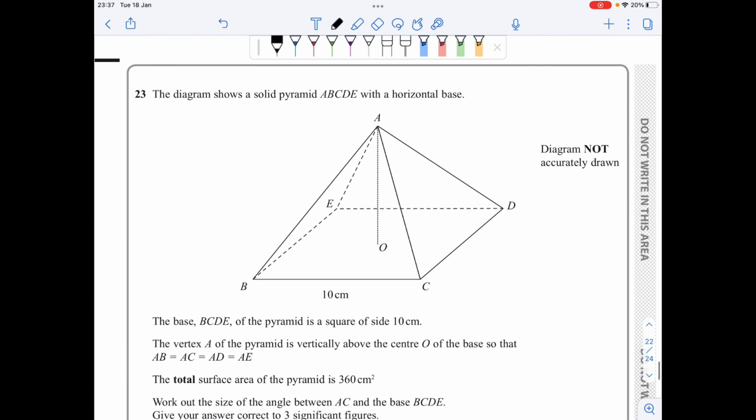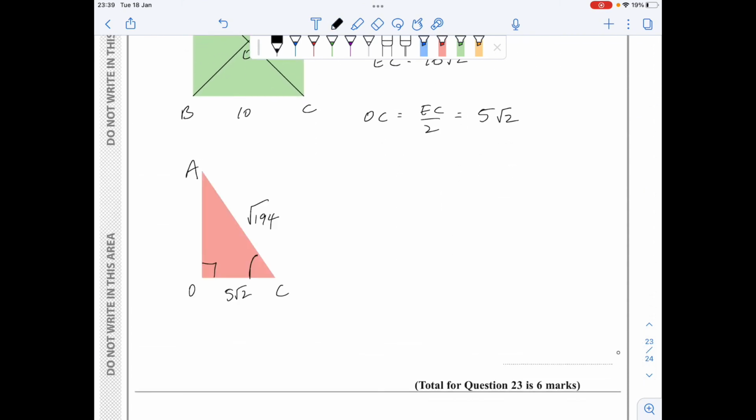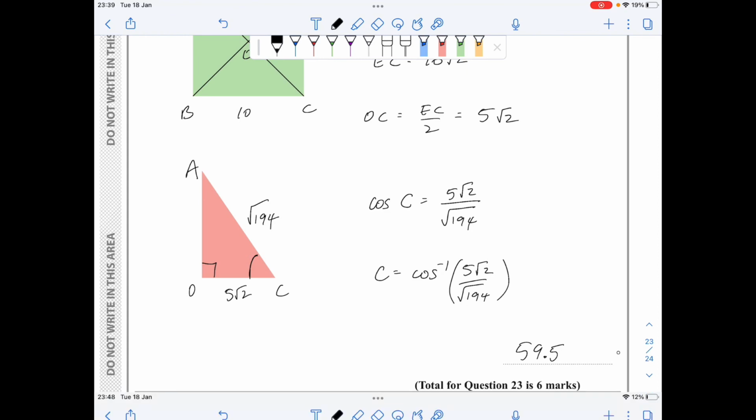So finally now I can work with triangle AOC. This is a right angle triangle and I know two of its sides. So let's extract this. So cos of angle C is equal to adjacent over hypotenuse. So C is the inverse cos of this fraction, and the answer I get is 59.5 to 1 decimal place.